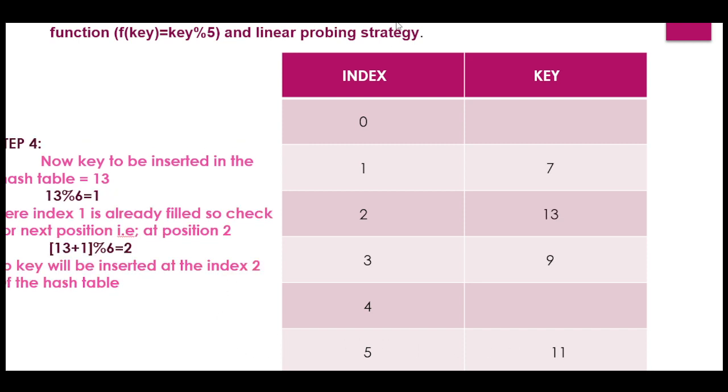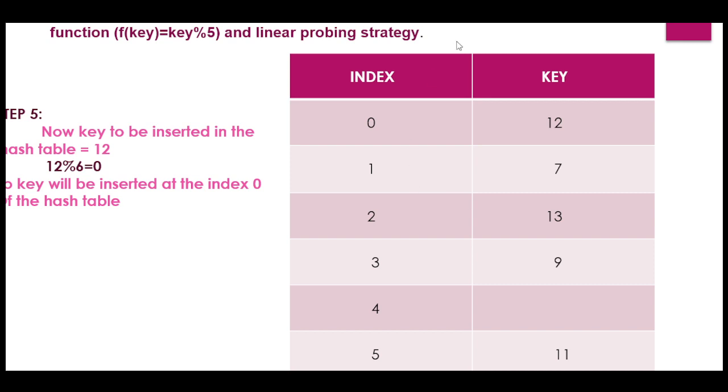Step 4. The next key element we have is 13. 13 mod 6 is 1. But here we see a collision. Collision has occurred because in index 1 the key element 7 is already inserted. Index 1 is already filled, so check for the next position. That is 13 plus 1, where i is 1. 14 mod 6 gives 2. Index 2 is empty, so 13 can be inserted in index 2.